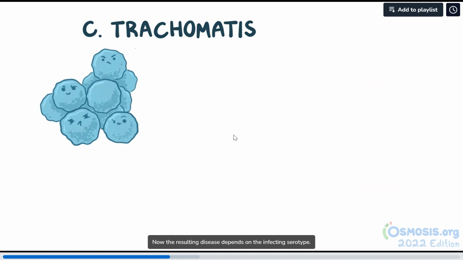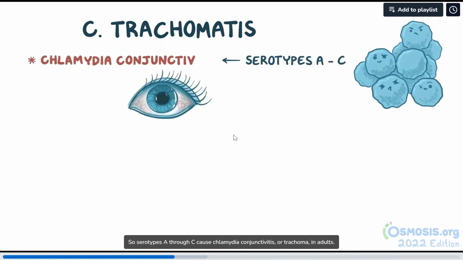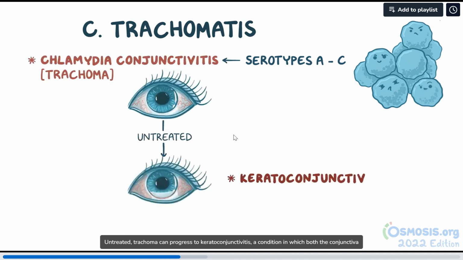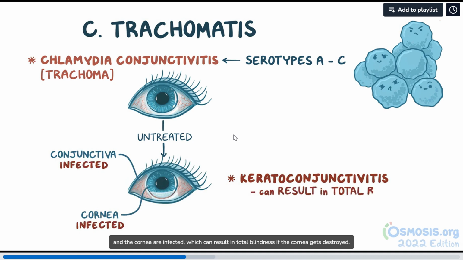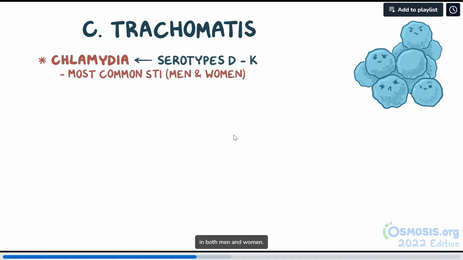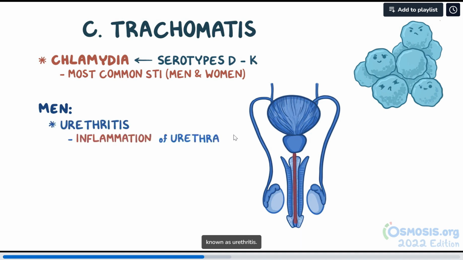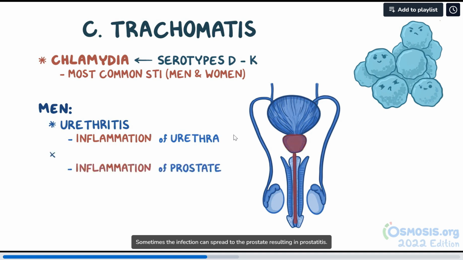Now, the resulting disease depends on the infecting serotype. So, serotypes A through C cause chlamydia conjunctivitis, or trachoma, in adults. Untreated, trachoma can progress to keratoconjunctivitis, a condition in which both the conjunctiva and the cornea are infected, which can result in total blindness if the cornea gets destroyed. Serotypes D through K cause chlamydia, which is the most commonly sexually transmitted infection in both men and women. In men, serotypes D through K commonly infect the urethral mucosa, causing an inflammation known as urethritis. Sometimes the infection can spread to the prostate, resulting in prostatitis.